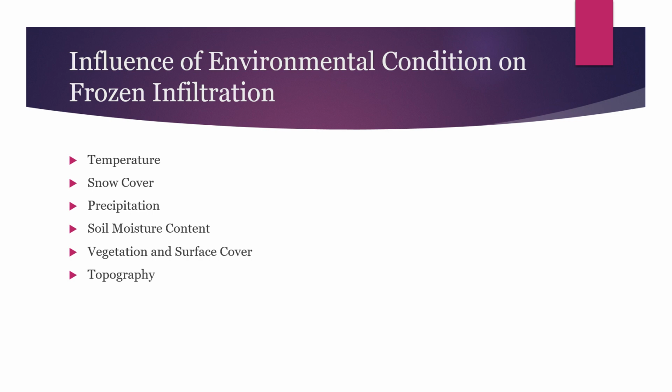Now the next is soil moisture content. The initial moisture content of the soil before freezing can influence frozen soil infiltration. Moist soils freeze more slowly than dry soils because the water in the soil needs to freeze before the soil can be fully frozen. Higher moisture content can lead to the formation of ice lenses or segregation, which can impact infiltration patterns. Dry soils, on the other hand, may experience faster freezing and reduced infiltration capacity.